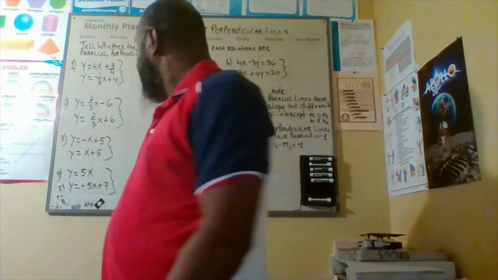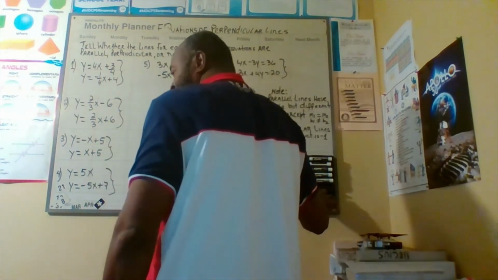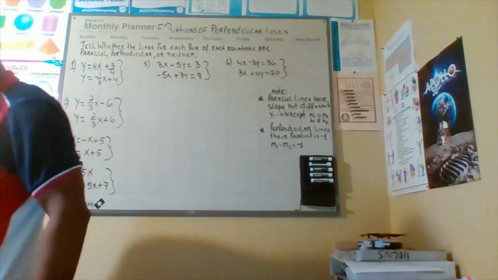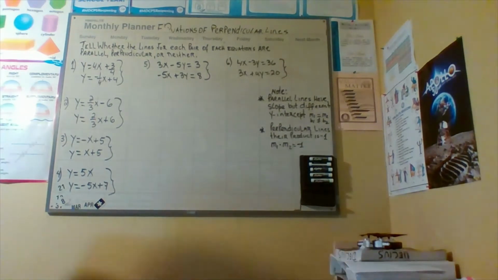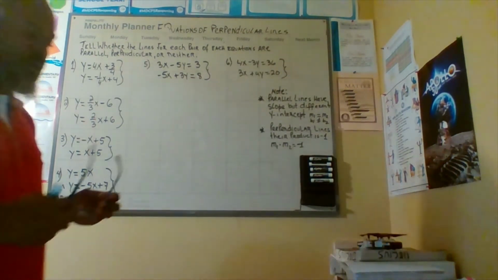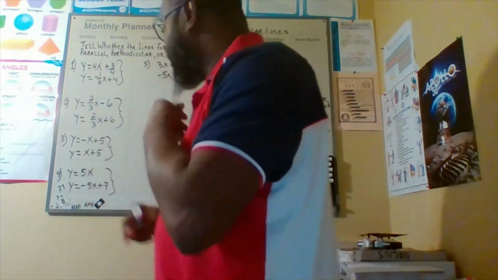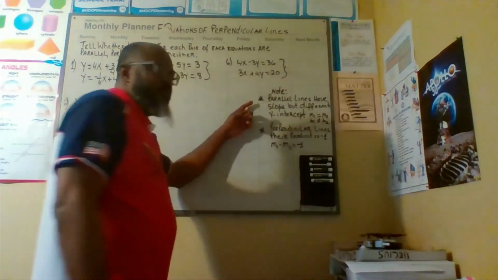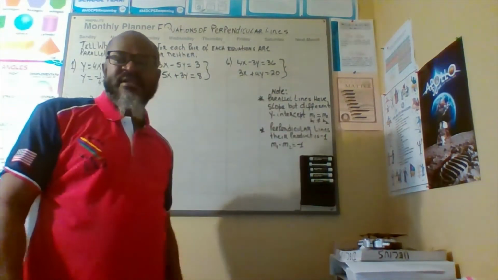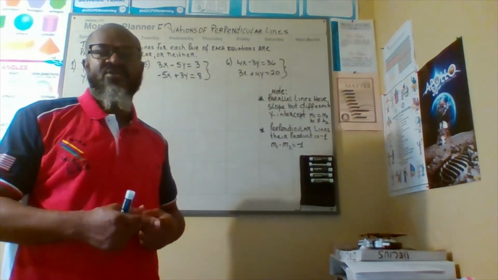All right, we come back for the last section in the parallel line and perpendicular line lesson, where you have to determine if two lines are parallel, perpendicular, or neither. In this case, let's recap that. Note, parallel lines have the same slope. This slope has to be identical.